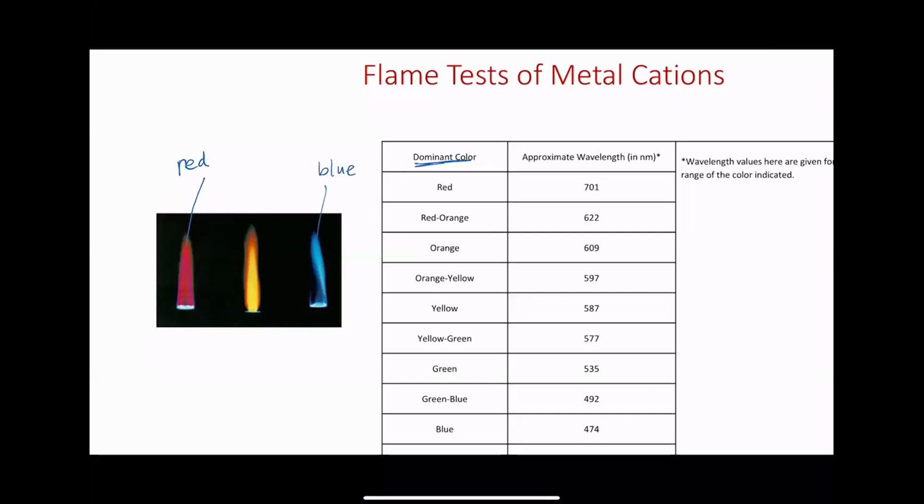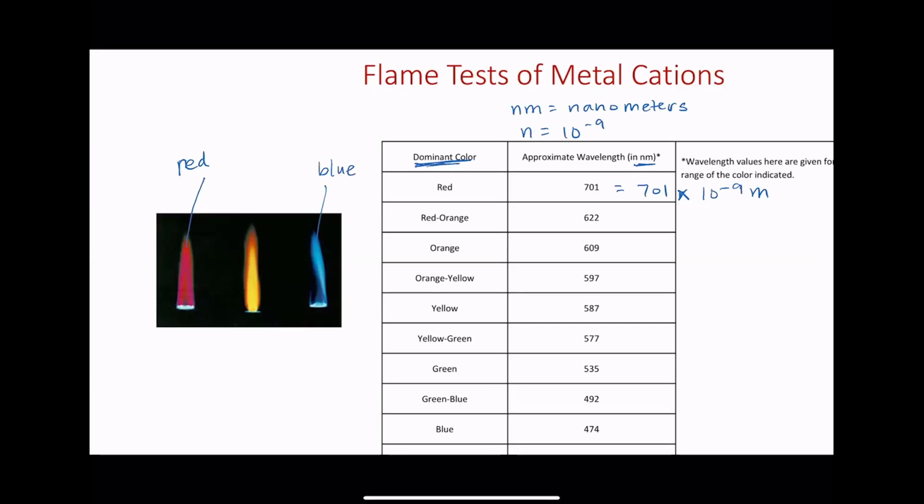Those are easy. So you're going to relate a dominant color to a wavelength value, and this wavelength value is going to be reported in nanometers. So nanometers, remember nm is nanometers, and that's the metric prefix n, 10 to the minus 9. So when you have a red, that's 701 nanometers, that's 701 times 10 to the minus 9 meters. Okay. But back to the dominant color.